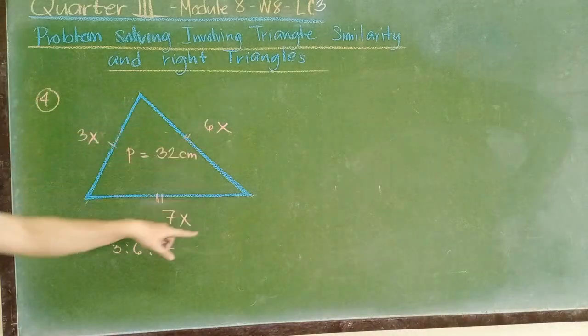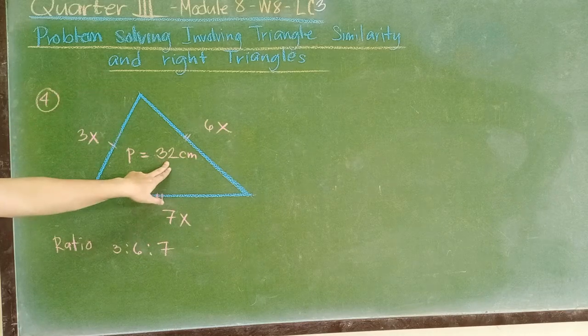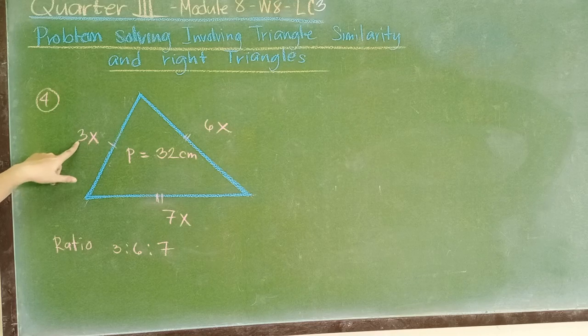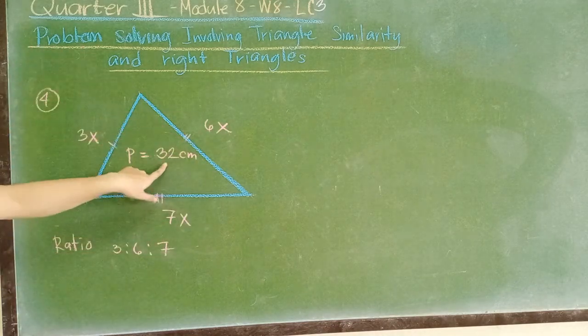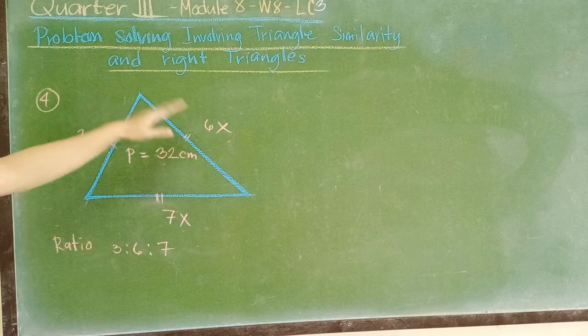I-multiply mo sila sa isang certain number, tapos yung tatlong product, pag pinag-add mo, dapat equal sa 32. So ang tanong, ano yung number na i-multiply mo sa 3, sa 6, at saka sa 7? Tapos pag pinag-add mo, equal sila sa 32. So ang gagawin natin, i-add natin muna yung mga ratios.